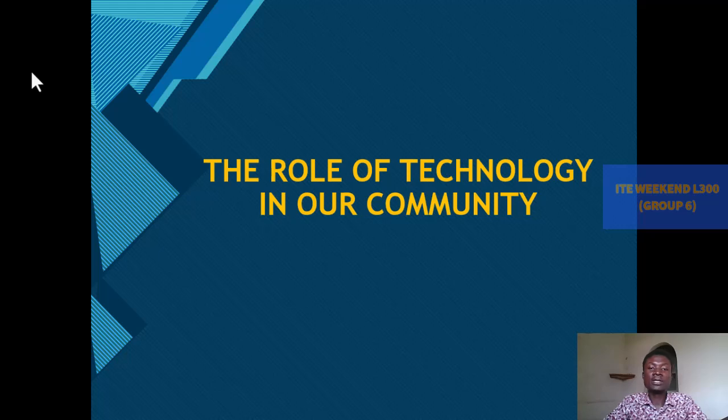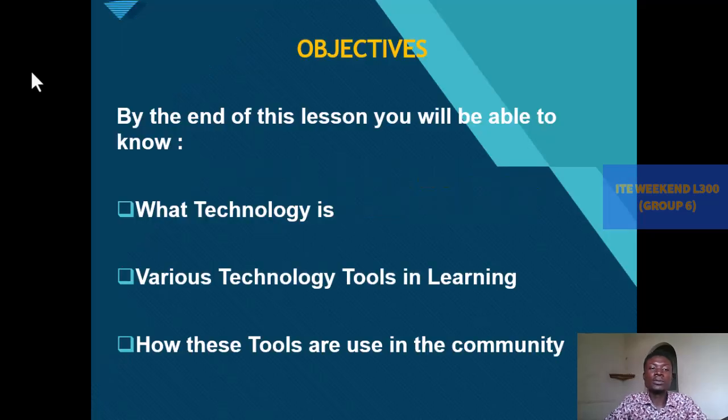So the topic for the day is the role of technology in our community, and under that we are going to look at the tools used in learning. So technology tools used in learning. By the end of this lesson, you will be able to know what technology is, various technology tools in learning, how these tools are used in the community and also in our education.